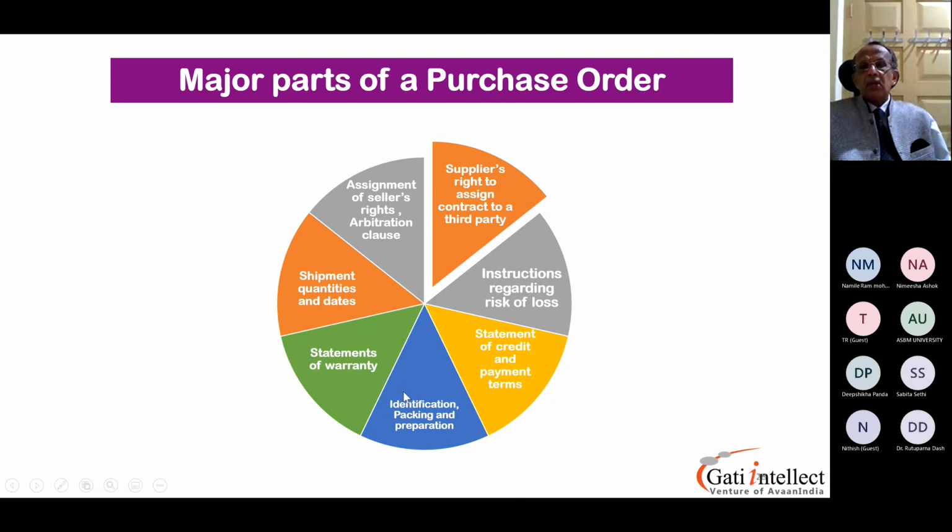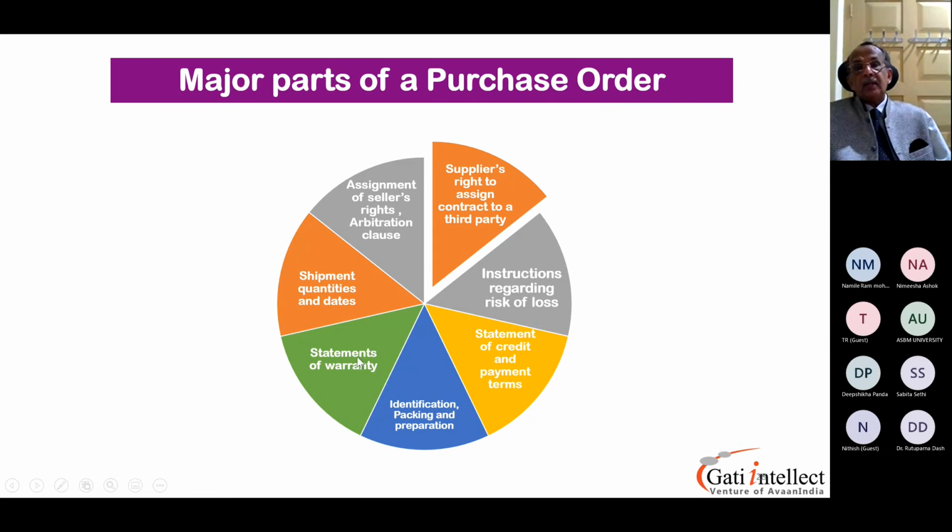Right, then identification of packing and preparation. Okay, this is also mentioned very much in the purchase orders. How? Now large companies, oil companies like Aramco and all that, they have their own markings. I'm talking about non-containerized cargo. They have got their own identification and color coding. All this has to be abided as shown in the purchase order.